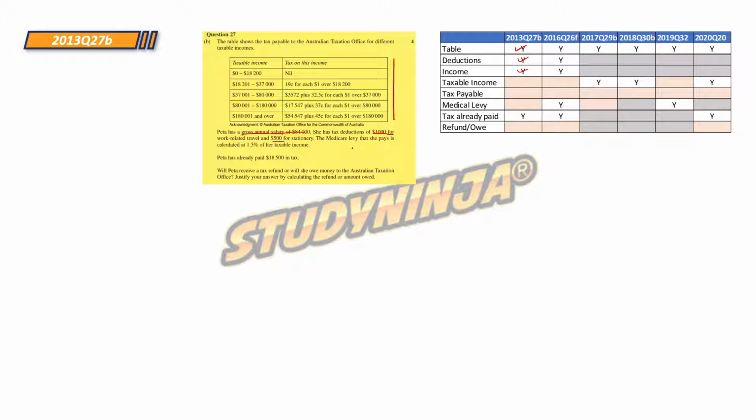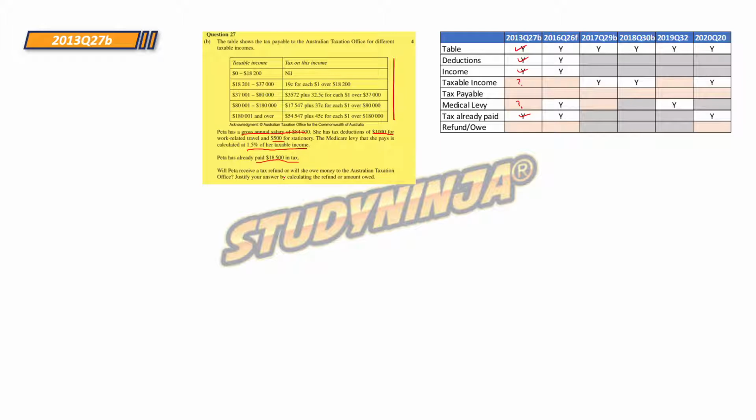You're also told that she pays a medical levy, and it's calculated as 1.5% of her taxable income. So you're not given the medical levy, but you're told it's 1.5% of taxable income. So you need to calculate the medical levy, and you don't know what the taxable income is, so you need to calculate that taxable income as well. And what else are you given? You're told that she has already paid 18,500 in tax, so you're given how much tax is already paid.